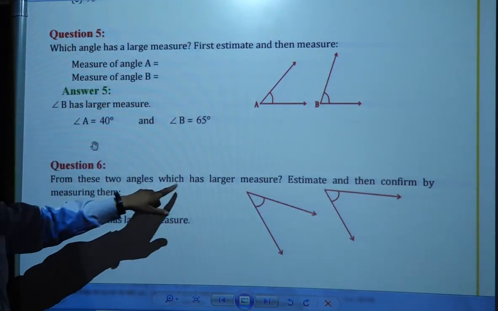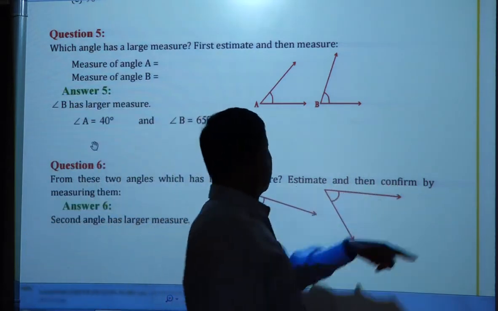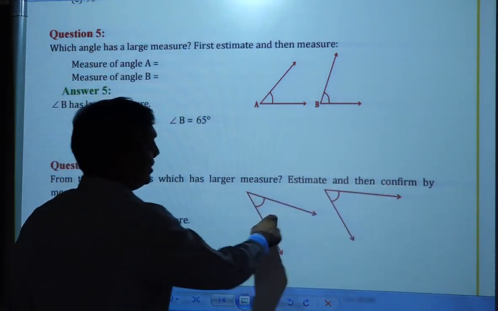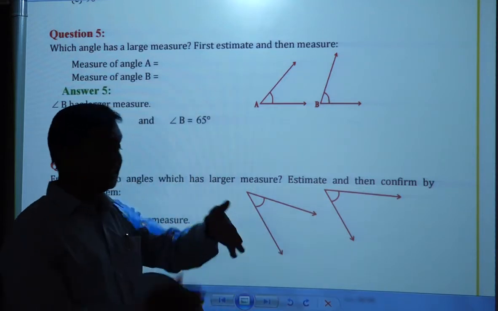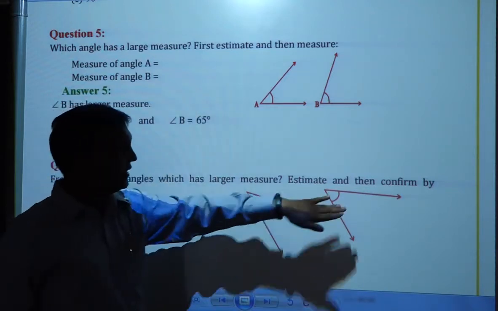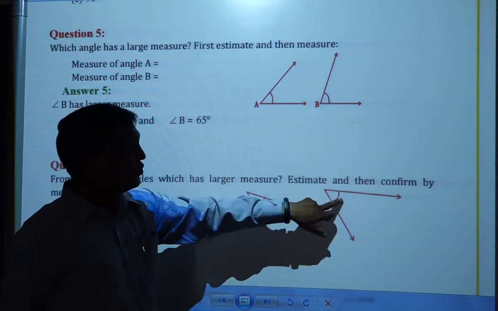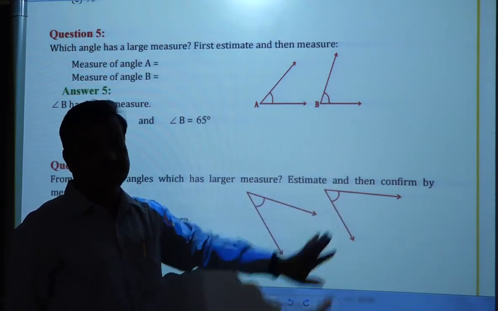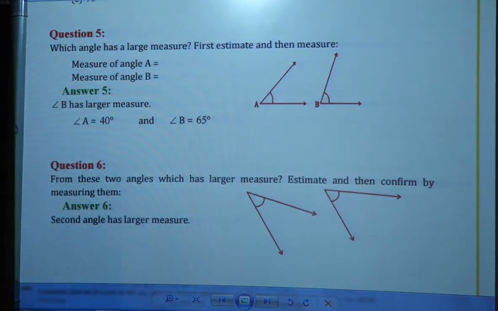From these two angles, which has a larger measure? Estimate and then confirm by measuring them. Here again two angles are given. This angle's mouth is a little open and this angle's mouth is more open. So the more open mouth is bigger. So the second angle is bigger. Next.